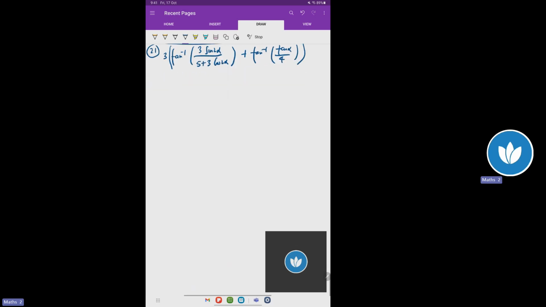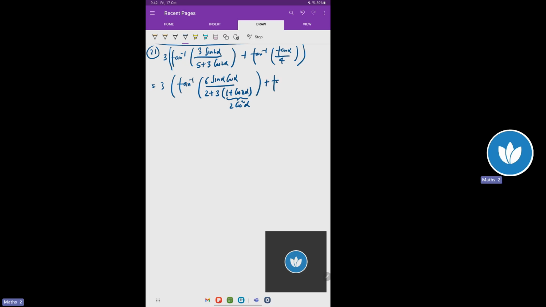So how to solve this? Now we can solve the first part actually. Let's open this. We can write this as 6 sine alpha cos alpha, because I am writing sine 2 alpha as 2 sine alpha cos alpha. And let's break this 3 into, can we write like this? Yes. And 1 plus 2 cos alpha again can be written as 2 cos square alpha. So plus tan inverse of tan alpha by 4.